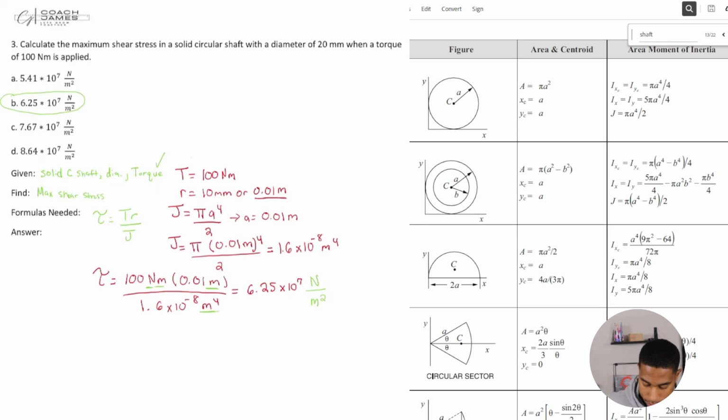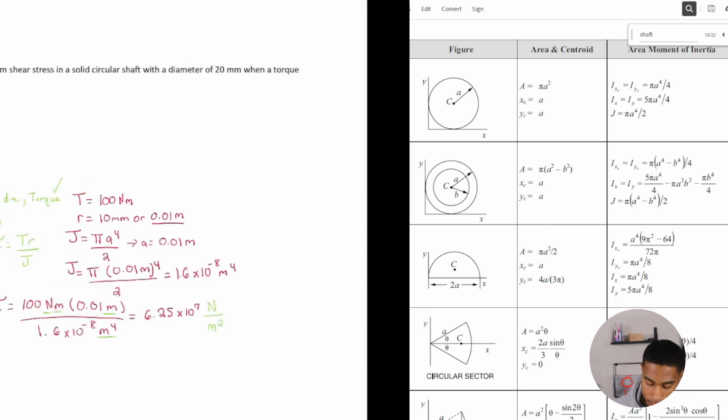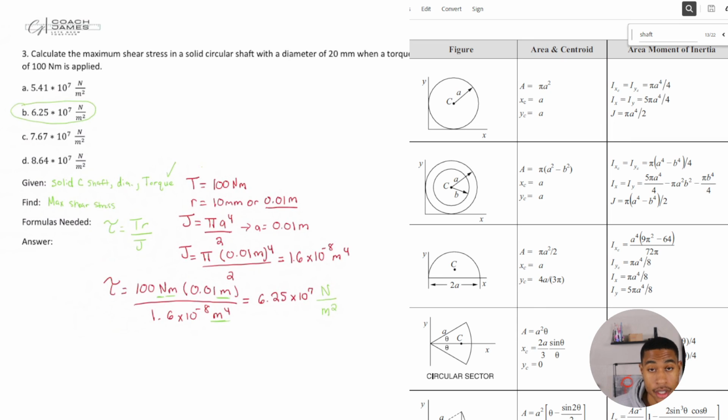So, this concludes this section of the mechanics of materials review. In the next video, we'll be looking at some deformation practice problems. See you in the next one.